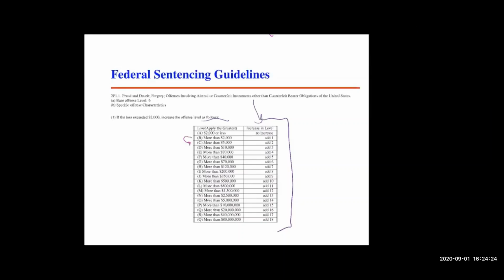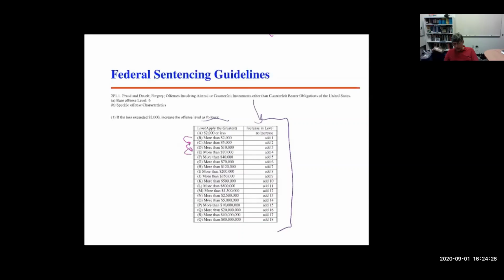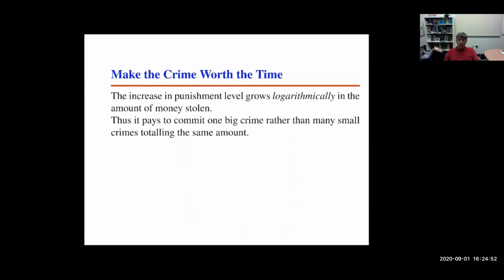The money is doubling. It looks basically like with every level, the amount of money you have to steal to get the next unit of punishment doubles. Does everybody kind of see that? That every time you steal twice as much money, you only get 1 unit of punishment. What does that mean? It says that your sentence is going to grow logarithmically, or very slowly, with the amount of money you steal.